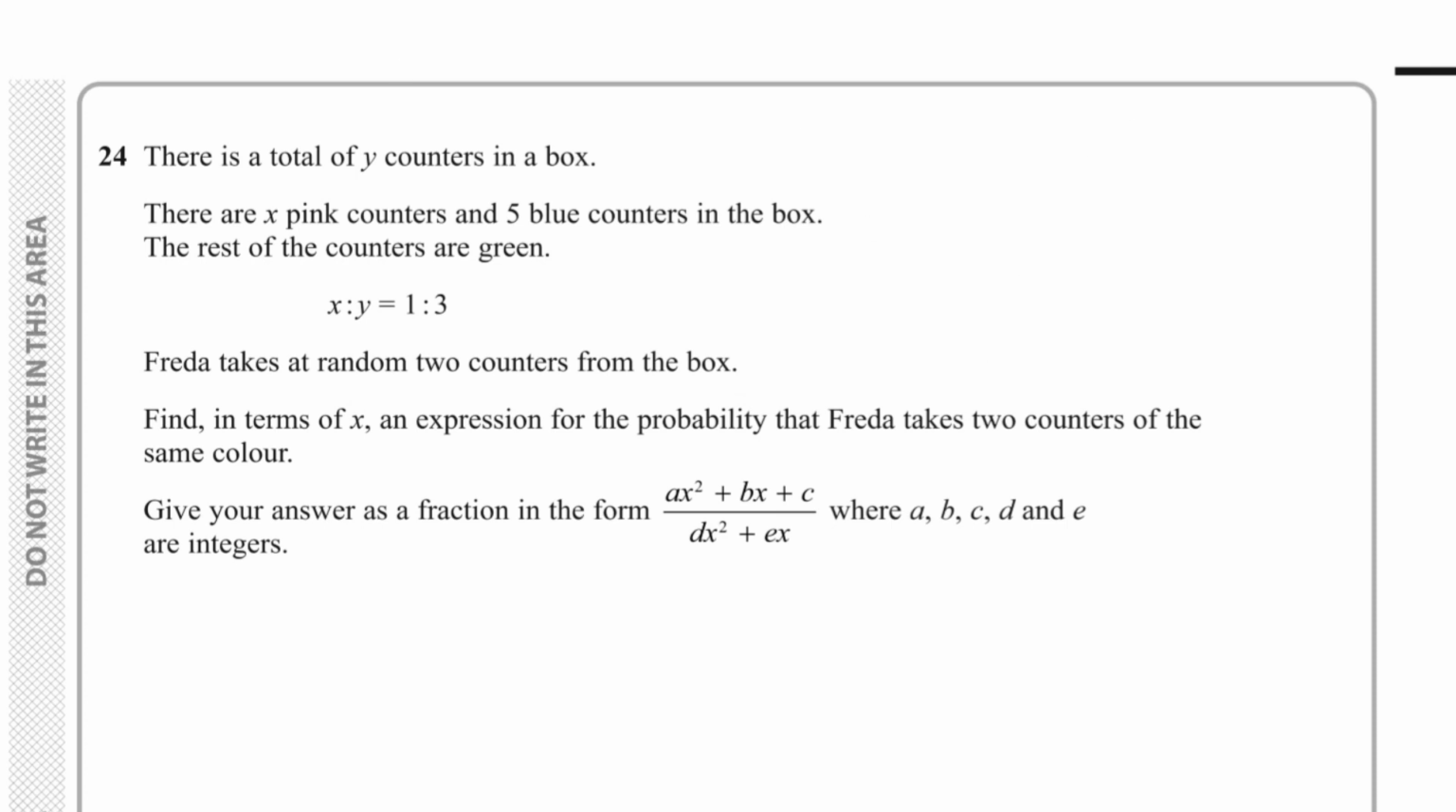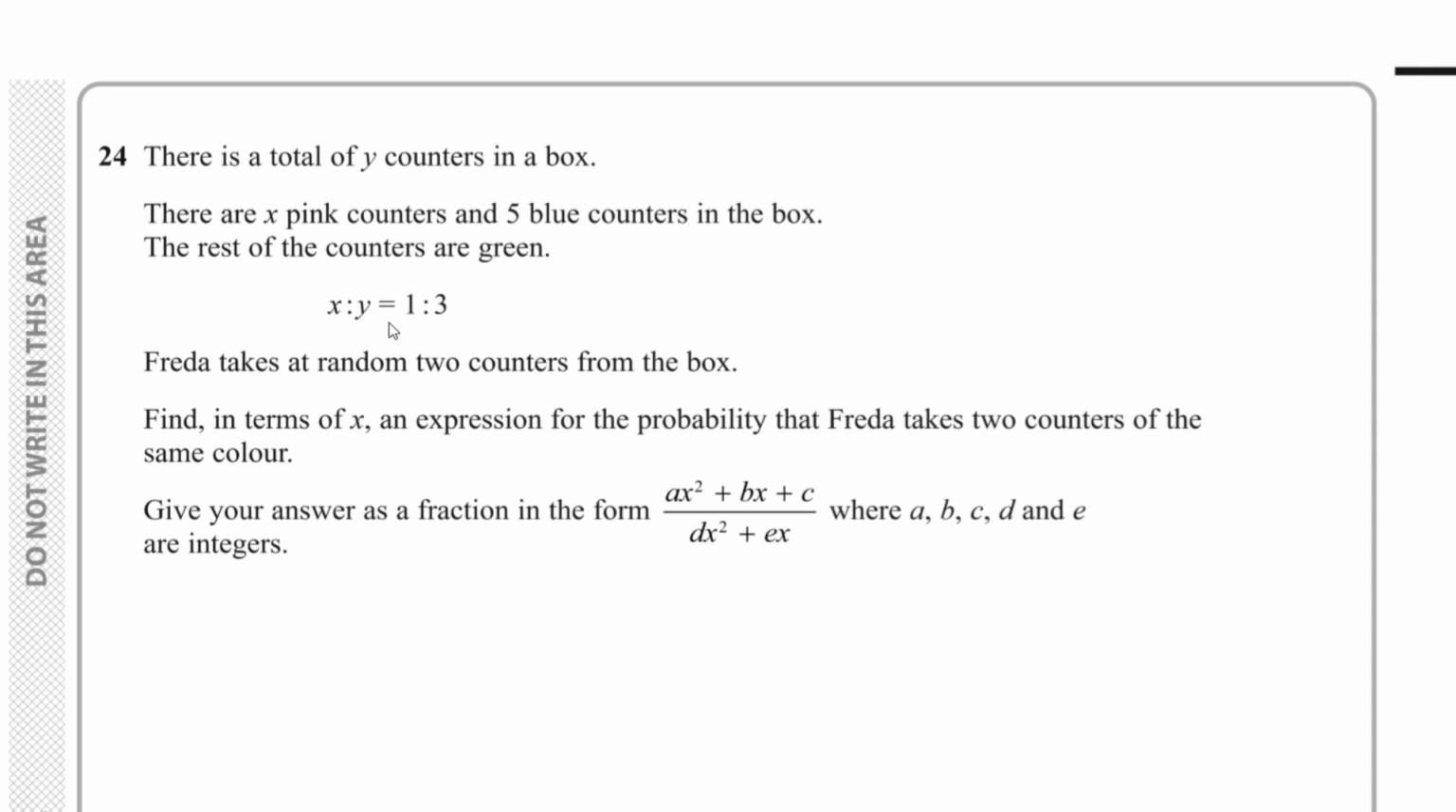Question number 24. There is a total of y counters in the box. There are x pink counters and 5 blue counters in the box. The rest of the counters are green. The ratio x to y is equal to 1 to 3. Freda takes at random 2 counters from the box. We have to find, in terms of x, an expression for the probability that Freda takes 2 counters of the same color. We have to give our answer in the form of a fraction, ax squared plus bx plus c over dx squared plus ex, where a, b, c, d, and e are integers.